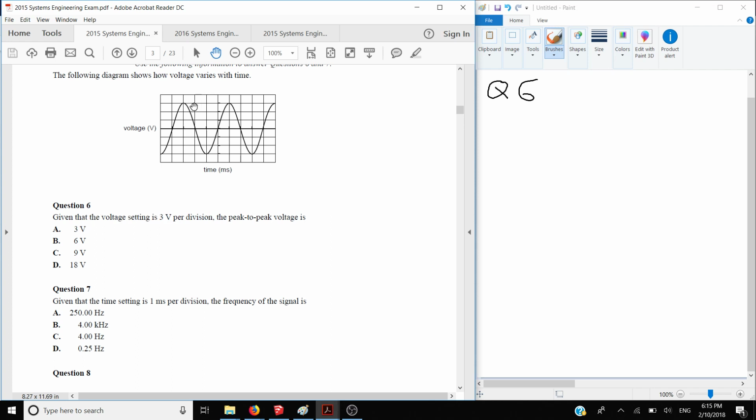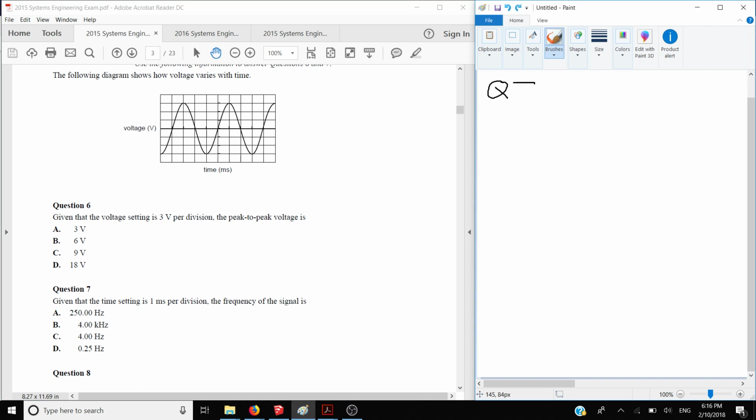And peak to peak voltage is the voltage from one peak to another peak. It's peak to peak voltage. It's very literal. So how many divisions? 1, 2, 3, 4, 5, 6 divisions. Each division is 3 volts. So 3 times 6 is going to be 18 volts. So question 6 is D.